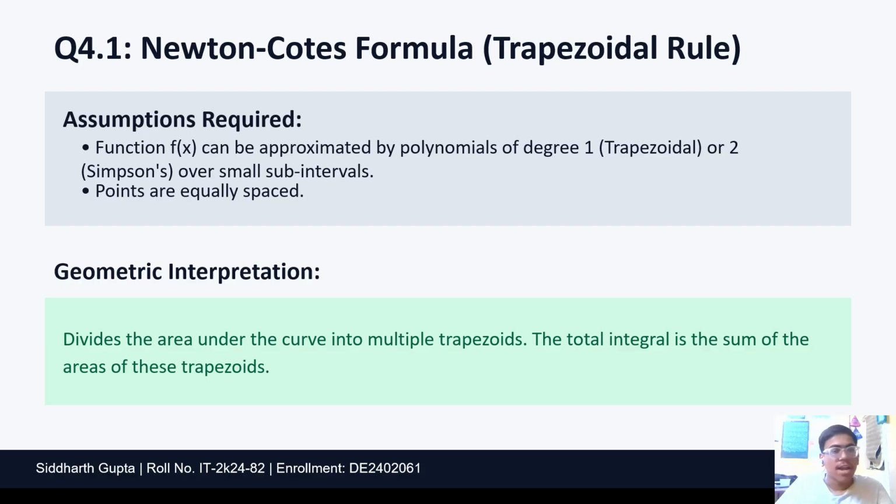The assumptions required are that the function can be approximated by polynomials of degree 1 (trapezoidal) or degree 2 (Simpson's) over small subintervals. Points must be equally spaced. So these are the assumptions required for the Newton-Cotes formula. The geometrical interpretation: it divides the area under the curve into multiple trapezoids, and the total integral is the sum of the areas of these trapezoids.